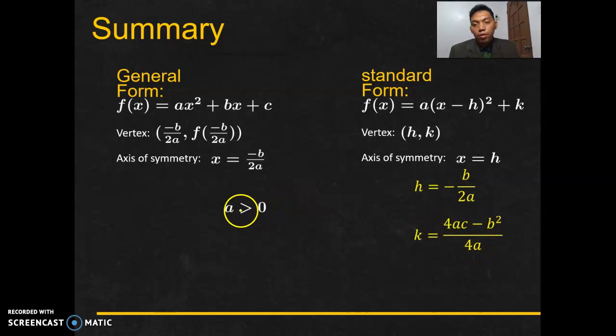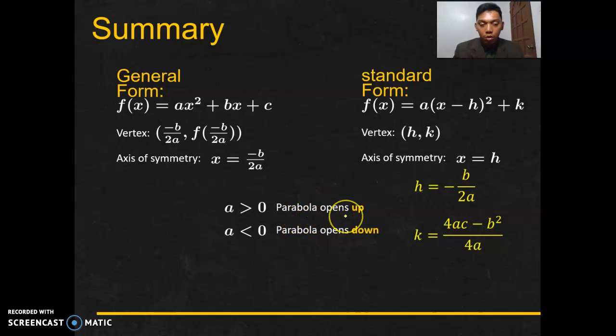Now, whatever the value of a here, if a is positive, greater than 0, then the graph opens upward. But if a is less than 0, then the graph opens downward. But anyways, we're not going to talk about graphs today. We're going to talk about transformation. No, not transformation, but rewriting equations.